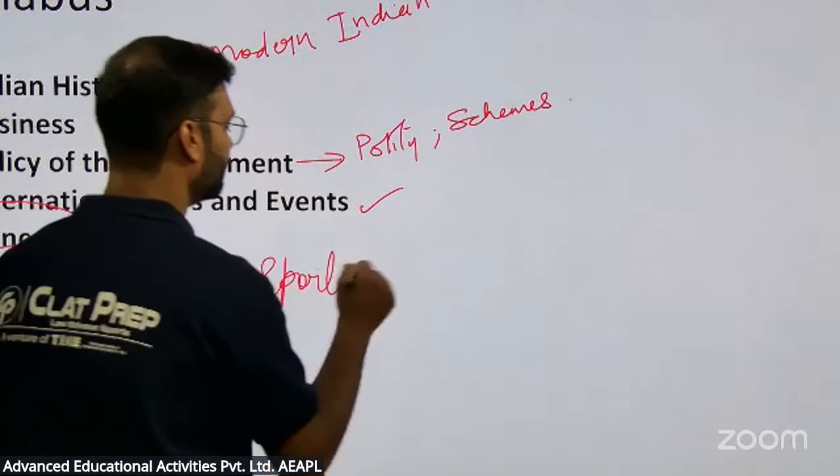Then science and technology: the recent missions of ISRO and NASA are very important. You have to prepare for them as well. Then awards and prizes, including the Nobel Prize and Ramon Magsaysay Award, and especially the prizes won by Indians. Books and authors, and the topics of environment. These are some of the important areas from where a lot of questions have been asked in the past. So these are the areas you need to focus on.